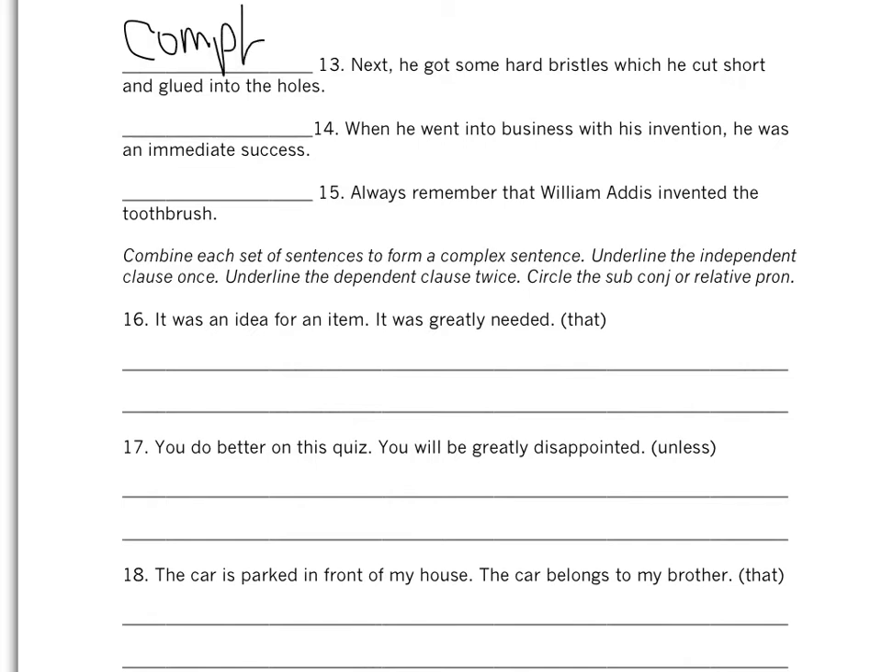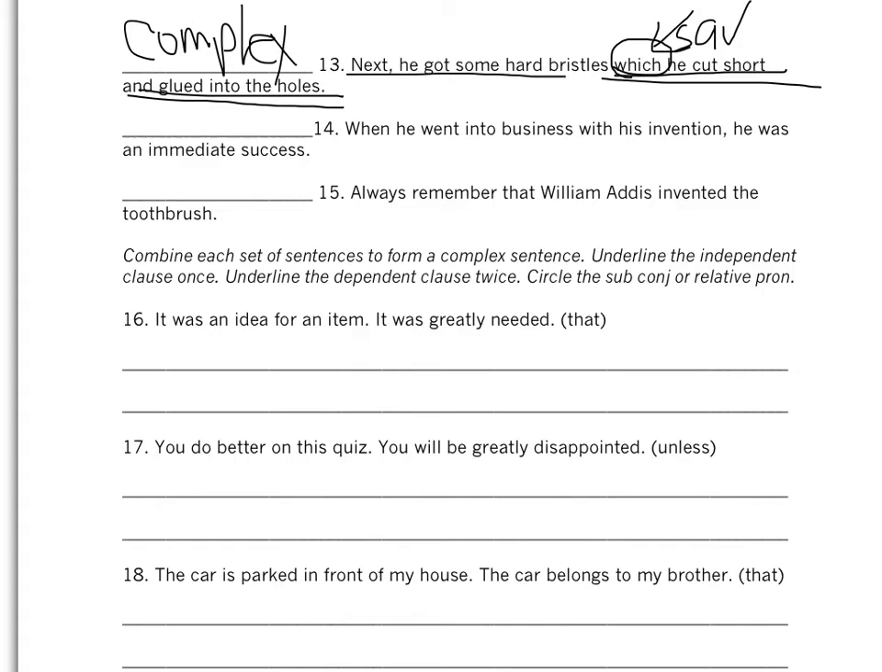We know we have a complex sentence because we have a relative pronoun here. And the relative pronoun starts off this dependent clause, which he cut short and glued into the holes. It's dependent because it starts with a relative pronoun. It has a subject. It has a verb. It does not make a complete thought. This is an independent clause because it has a subject and a verb, and it does make a complete thought. Therefore, the two of them together make a complex sentence.